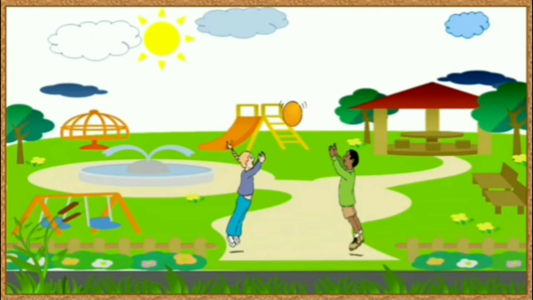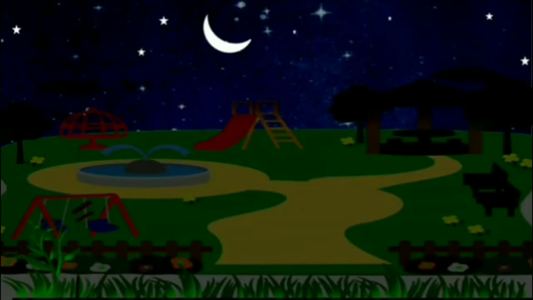Now look at the same picture. This is the same garden where children were playing during the day. But now we cannot see things clearly here. Why is it so? Because it grows darker after the sun has set. This is the difference during the daytime and the night time.